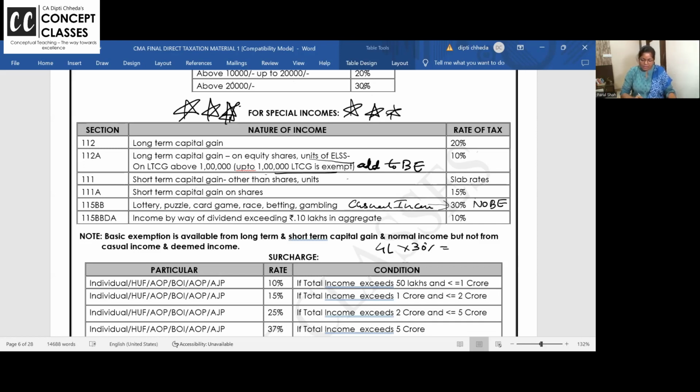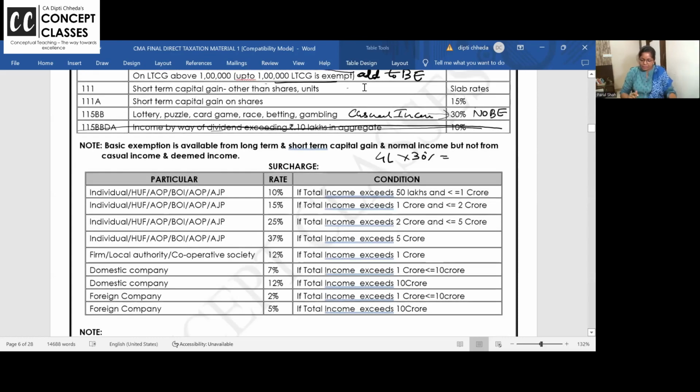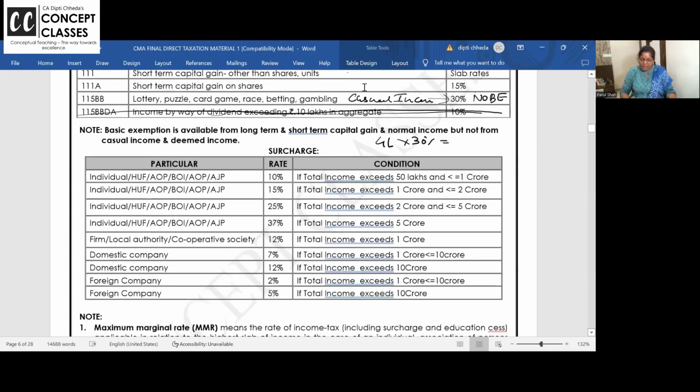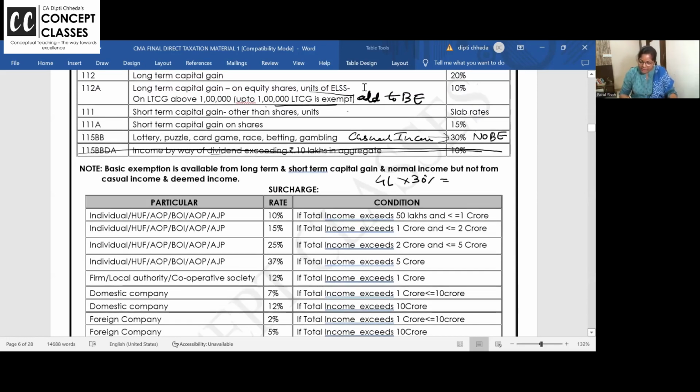Next. This is not there. By mistake, I had deleted it again, in the material it came, but it is not there now. Dividend and all is taxable in routine only. Section 115, this section is not there. Okay. So here we complete with special income, special rate. Now let us talk about surcharge. What do you mean by surcharge?